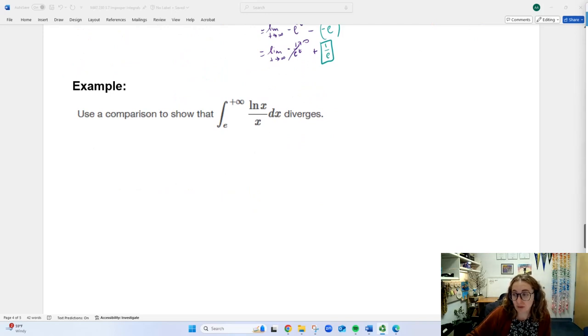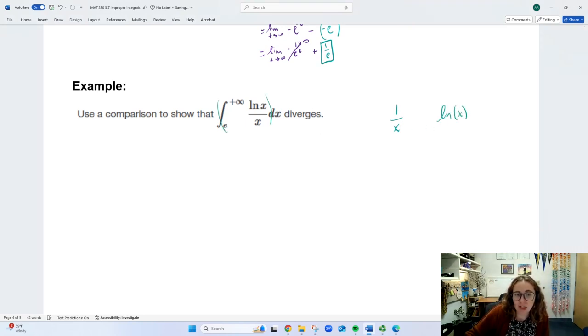Last example, if we have a function right here that is always larger than a function that we know diverges, then that forces this function to also diverge. So really the functions that I could compare it to are 1 over x or ln of x, and I want to make sure that this function right here is always going to be bigger than or equal to one of these. So if I choose ln of x, the second I start dividing by x, that's actually going to get smaller.